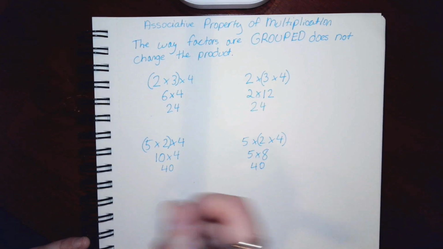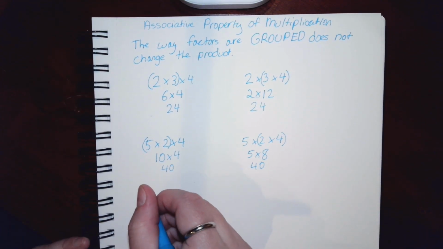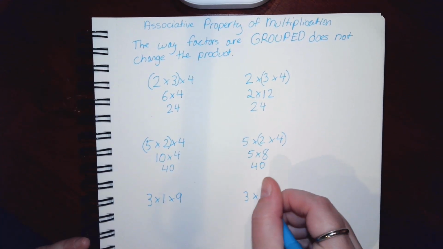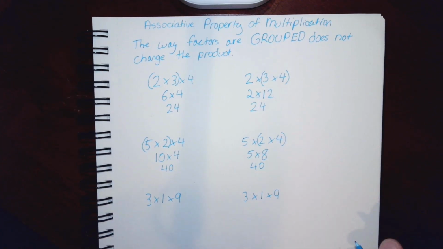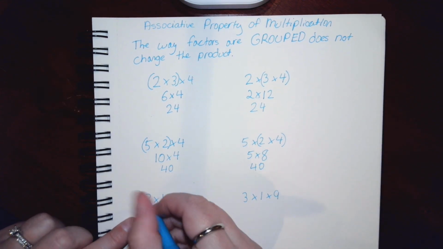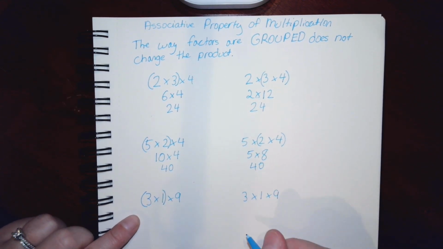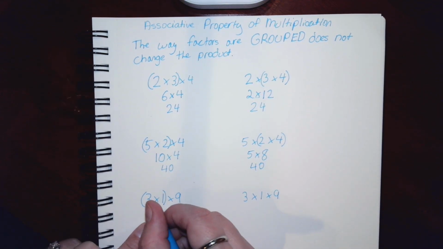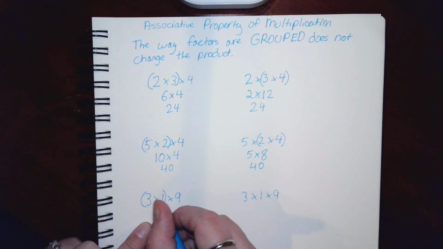Okay, let's do one more. Let's do 3 times 1 times 9. If you want to try this really quick, you can pause it and you can do these problems and then unpause to see if you did it correctly. First, we're going to group 3 times 1. Okay, if I group 3 times 1, 3 times 1 gives me the 3, and I need to bring down the times 9.